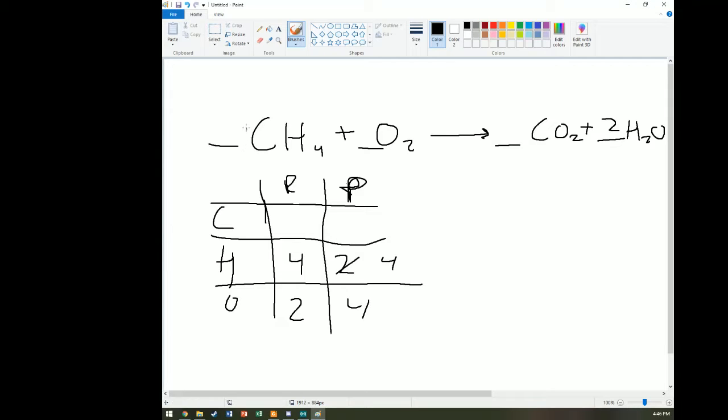Now lastly, let's consider carbon. There's 1 atom here, 1 atom here, so that's fine. So let's just put a 2 there, and then I like to put in the 1s there. So that is our balanced reaction.